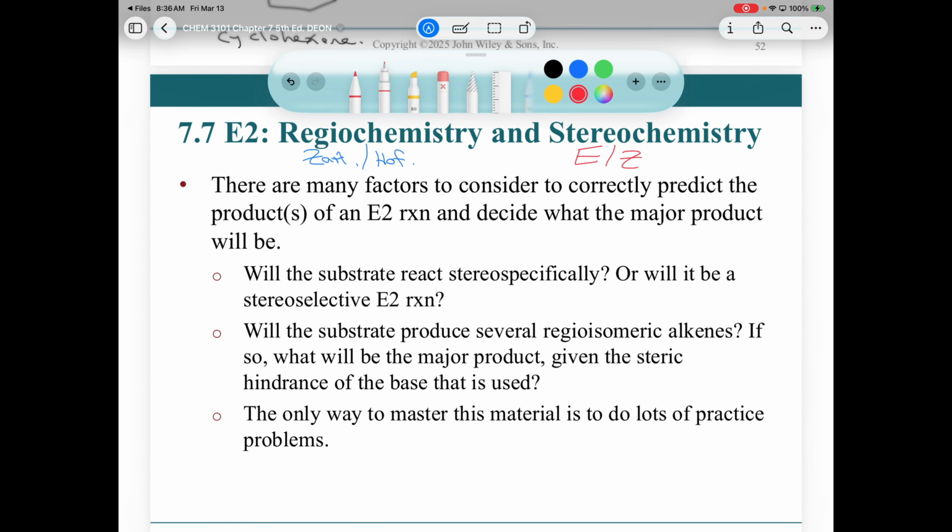Will the substrate react specifically? Are there two chiral centers, or is it just going to be stereoselective? Or are you going to get a mixture of cis and trans, or E and Z?